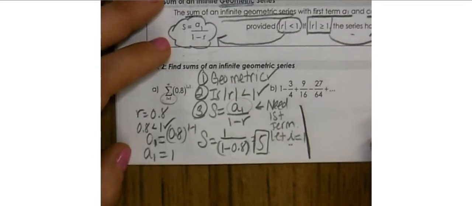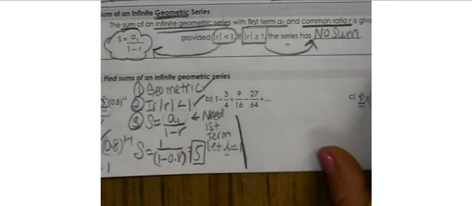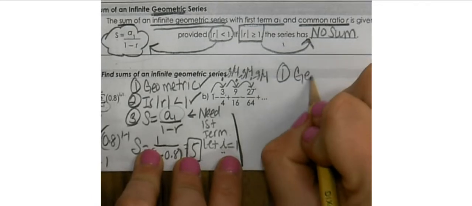Let's go ahead and look at letter B. So for letter B, we're going from 1 to negative 3/4 to positive 9/16 to negative 27 over 64. Well, the first thing we need to do is verify that this is indeed geometric. So we need to figure out what we are multiplying by each time in order to get to the next number. If I were to ask myself what times 1 equals negative 3/4, that's going to be times negative 3/4. So now I'm going to ask myself, what is negative 3/4 times negative 3/4? And that is positive 9/16. So it appears as if we are indeed multiplying by negative 3/4 each time in order for us to get to our next number, which means yes, this is geometric.